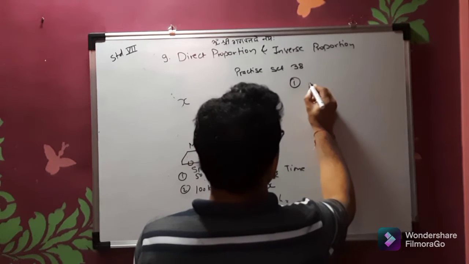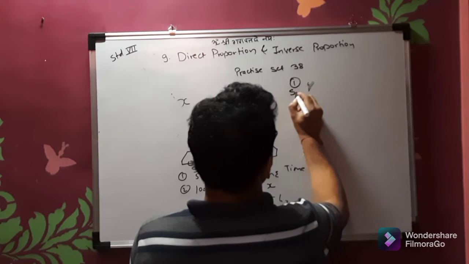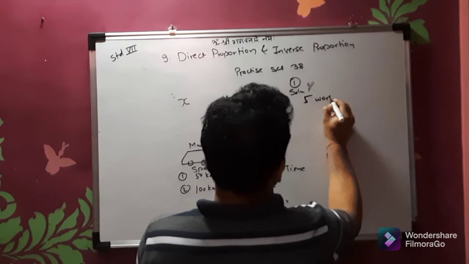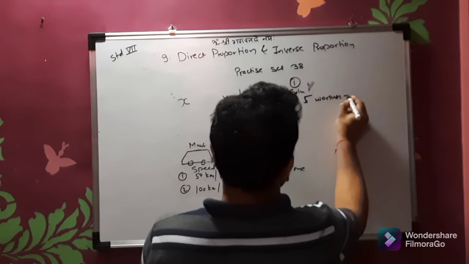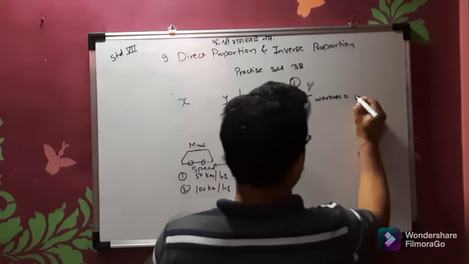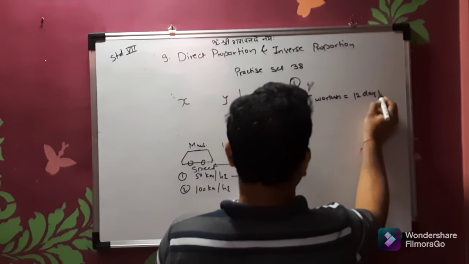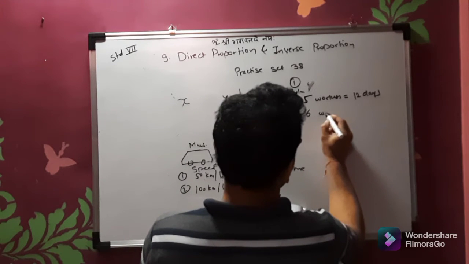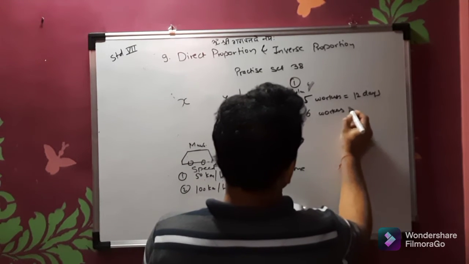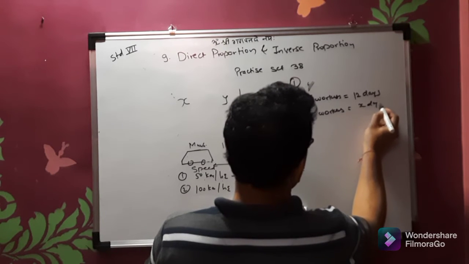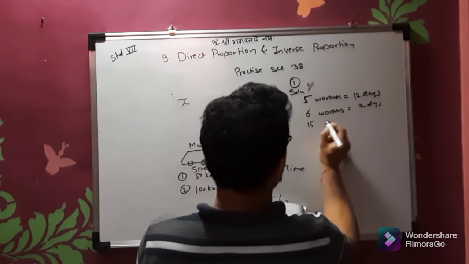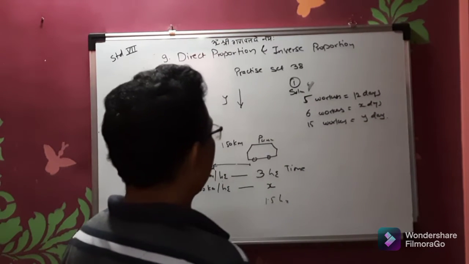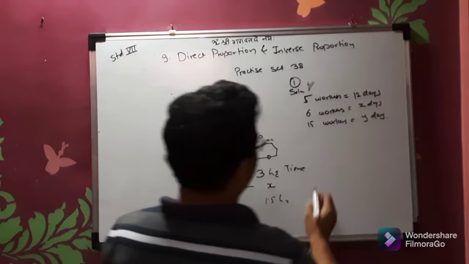5 workers take, say the solution is 5 workers take 12 days. Then how many days will 6 workers take? 6 workers take x days. Then how many will 15 take? 15 workers y days. Now you have to write this down in tabular form.